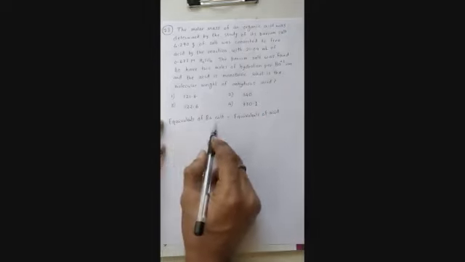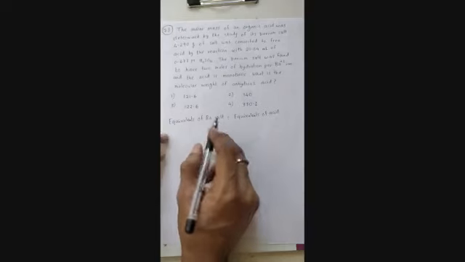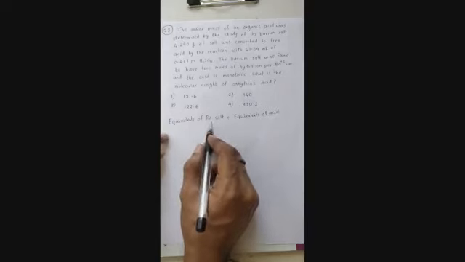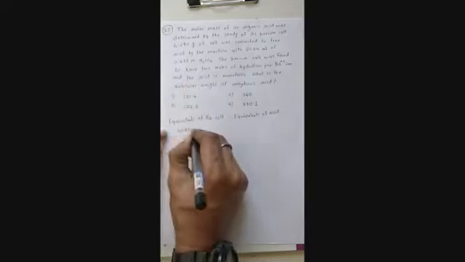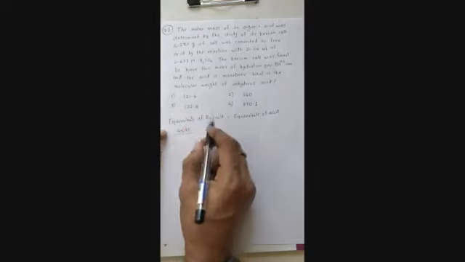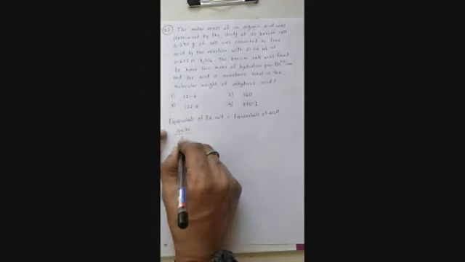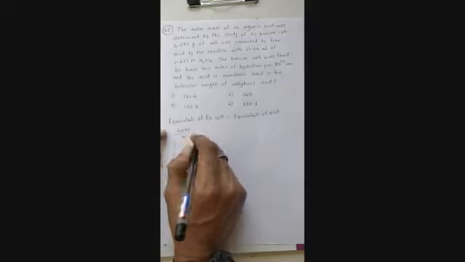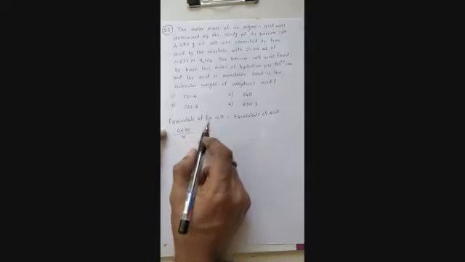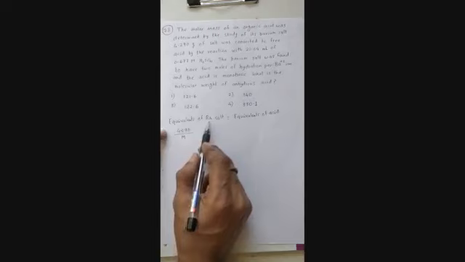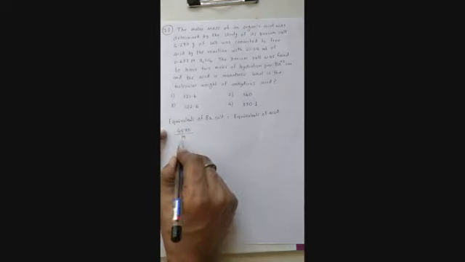How do we find the equivalents of barium salt? What is the formula? It is weight upon equivalent weight. What is the weight of barium salt that they have given? It is 4.290 grams upon equivalent weight of barium salt, which is the molar mass of the barium salt, upon the total charge on cation or anion. Now anion we don't know, but cation we know. It's going to be cation of barium, so the charge is going to be 2.